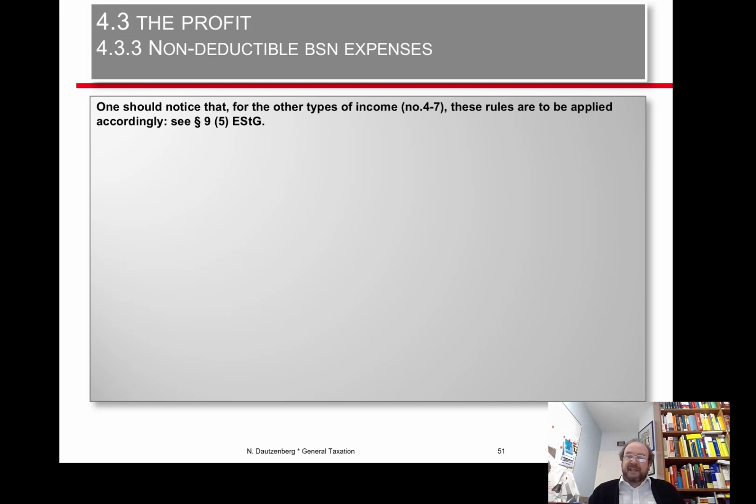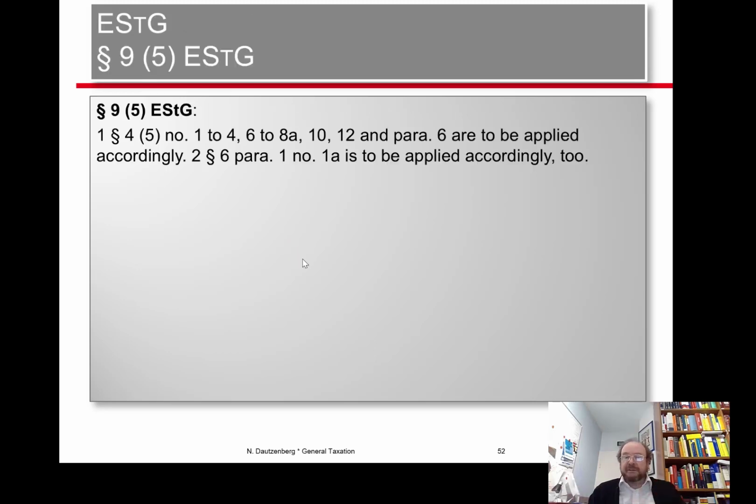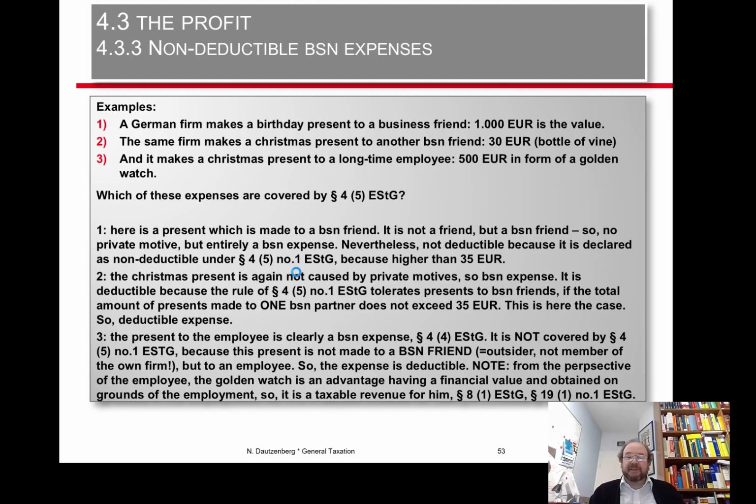Usually the same rules also apply in the area of the other types of income. So the income-related expense area, that's done by a cross-reference in section 9, and you very often have also cross-sections in 4.5 to section 9, so very often you have parallels. Let's think about examples so that you can have and imagine.